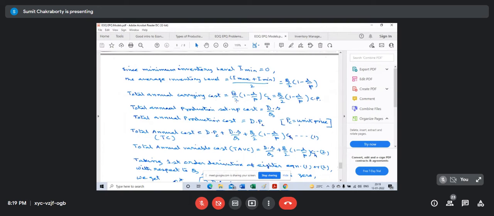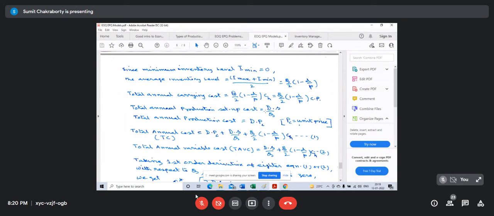Total annual carrying cost: Q by 2 times 1 minus d by p is the average inventory level, multiplied by CH, the carrying cost per unit of inventory. Now CH equals CPC. There is a mistake in my handwritten note. It should be C multiplied by PC, because PC is the unit price and C is the carrying cost as a percent of unit price, right?